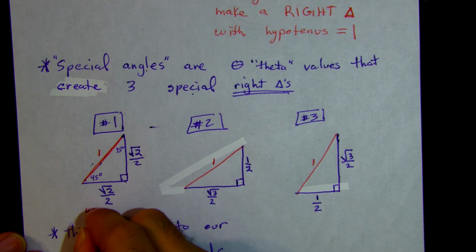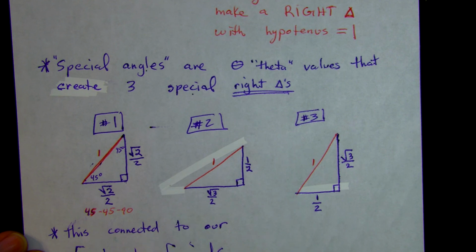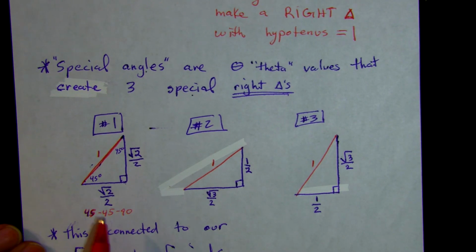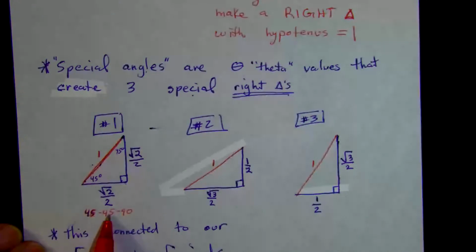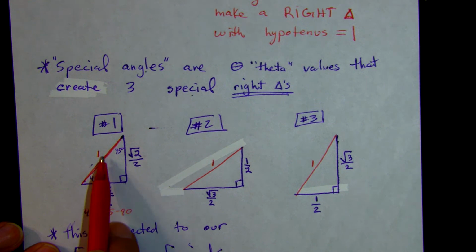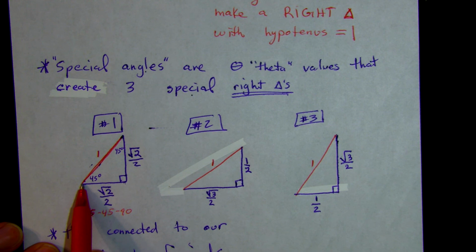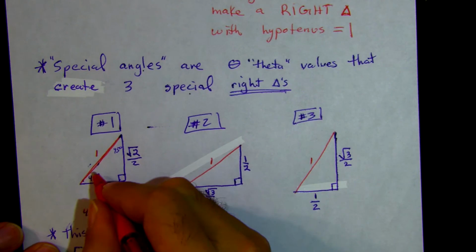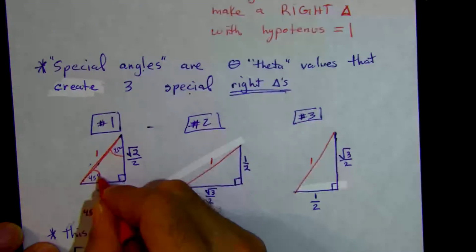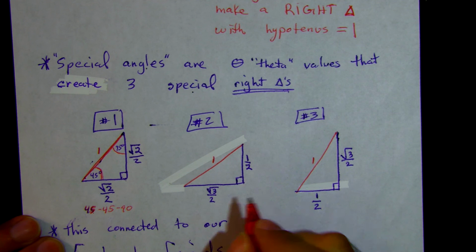45, 45, 90. I'm not going to go into this specific topic that you've seen before too far, but I want you to know that these measurements always work. When the radius is 1, this side will always be root 2 over 2. This side will be root 2 over 2. Because essentially, these angles are congruent. They're the same measurement. So the sides across from them also have to be the same.